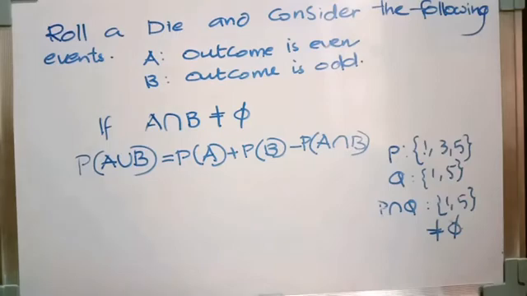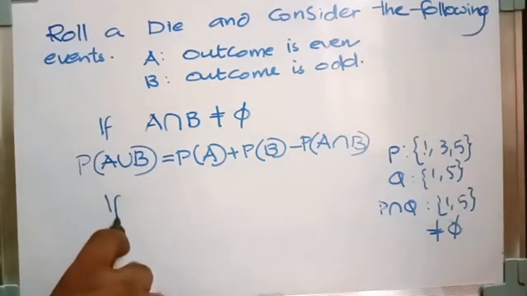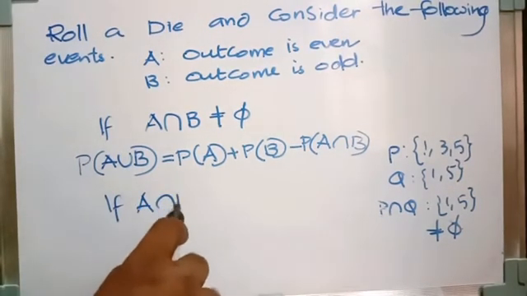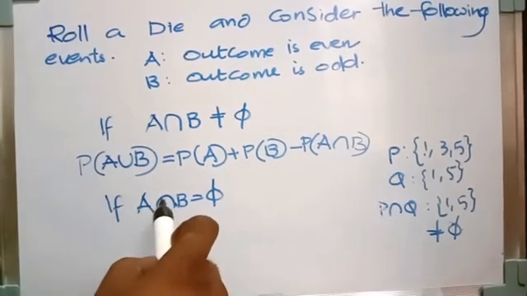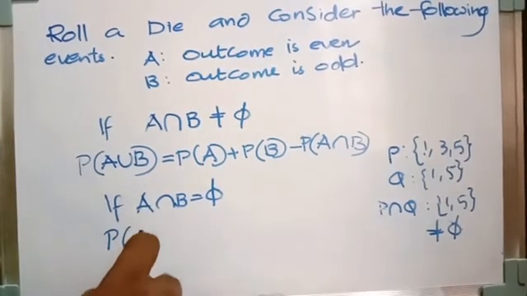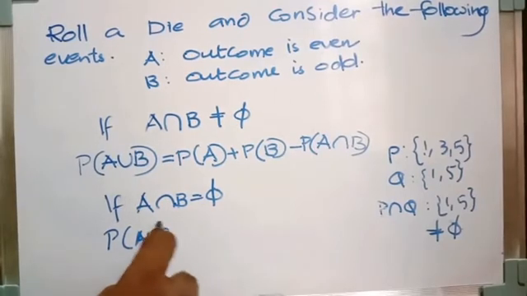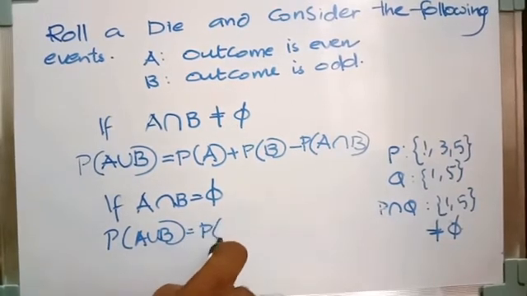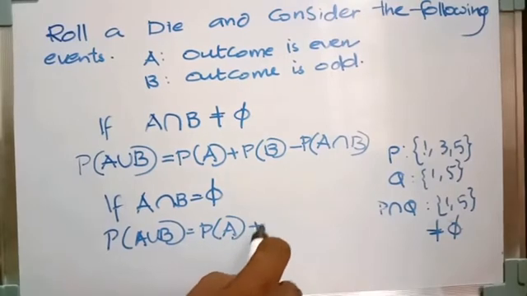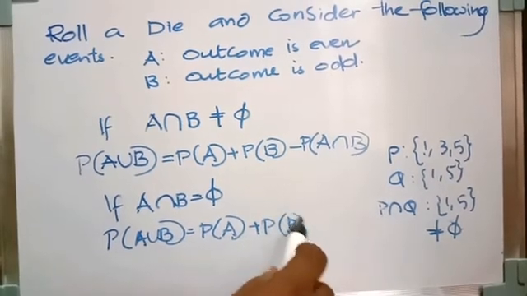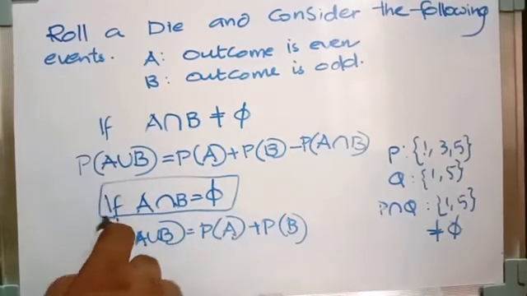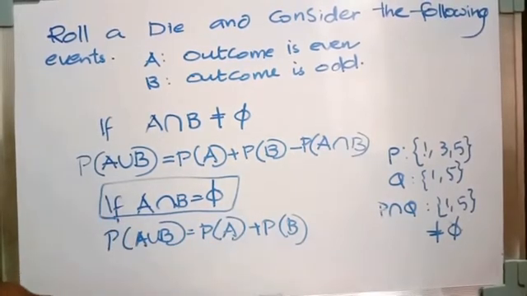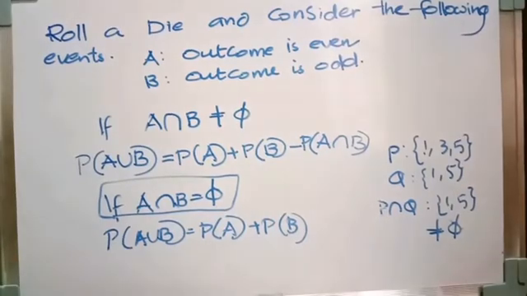And if A intersection B is null set, that means if the events are mutually exclusive, then probability of A union B is probability of A plus probability of B. Remember these two cases, and this is a condition to check whether the events are mutually exclusive.